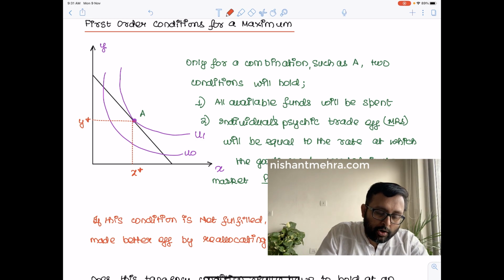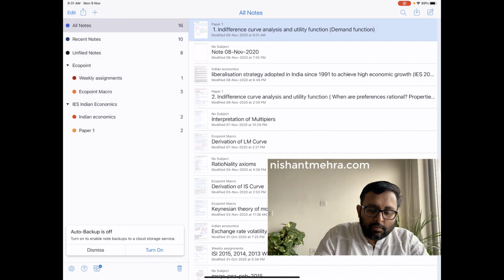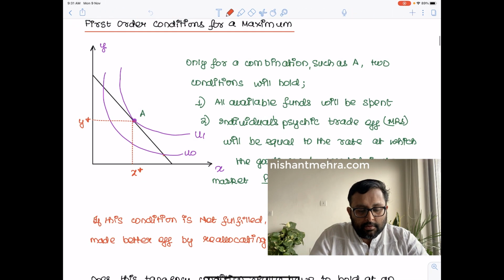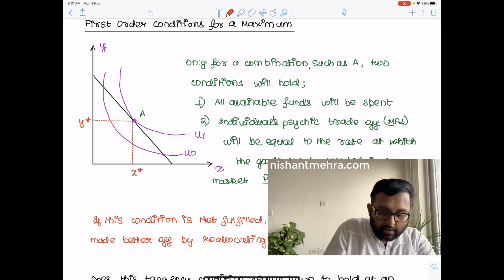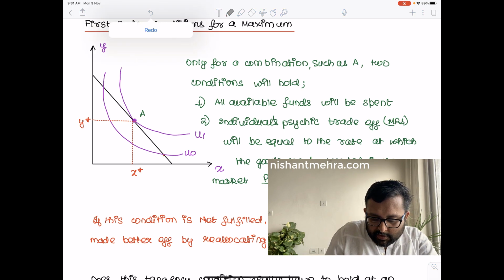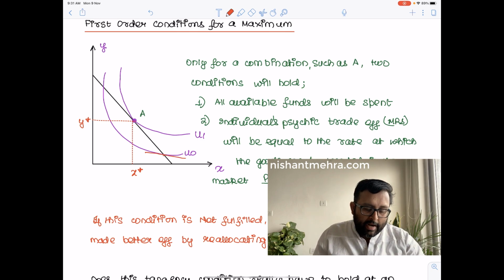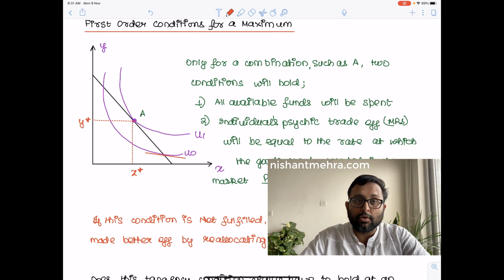So you can say probably at U0 here all amounts are spent, but that's not the point, because here the MRS is not equal to the price ratio at this particular point. But at point A, let's say, MRS is equal to the price ratio. So you would want A to be the optimal, X star, Y star. So the individual's MRS is equal to the price ratio.